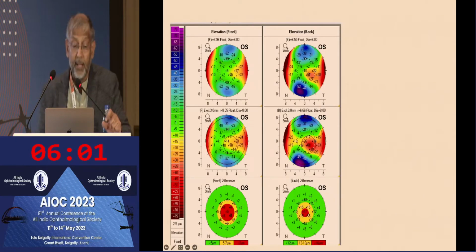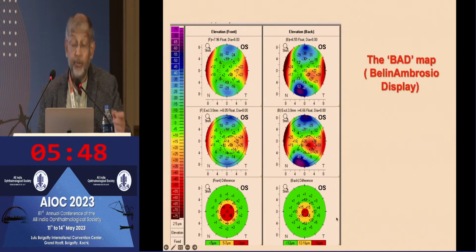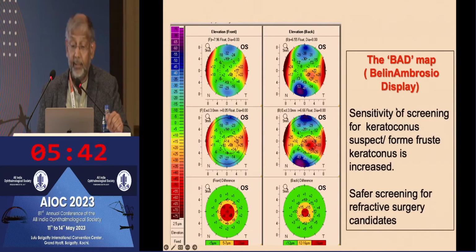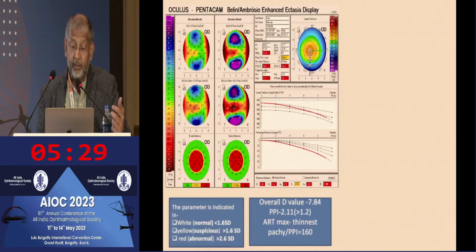This is the BAD map of one such patient where there is both anterior and posterior elevation. This is nothing but a difference of these two maps on this side, and red values are significant. The sensitivity of screening for keratoconus suspect or forme fruste keratoconus increases with this software, and it is easier to screen cases for refractive surgery. And on this map you have to look for these values.